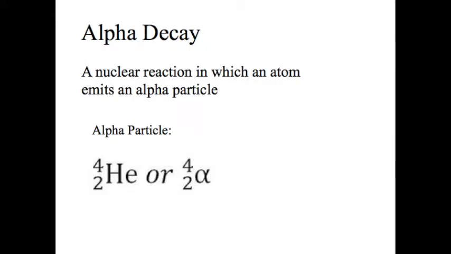Alpha decay is the reaction where an atom emits an alpha particle to become more stable. An alpha particle is composed of 2 protons and 2 neutrons and is the equivalent to a helium atom. It can be written in isotope notation with the helium symbol or the Greek letter alpha.